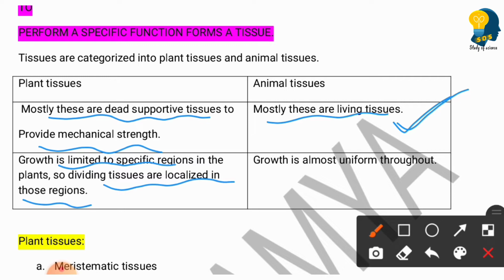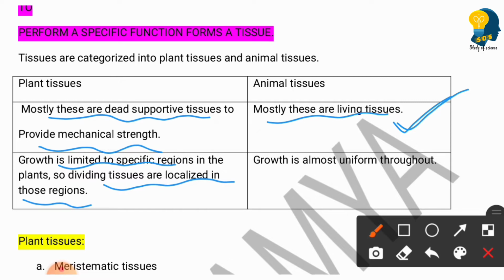So the growth is limited to specific regions. And if you look at the shoot and root, what happened? They keep on growing. So there are certain regions in the plants where the growth is more. Take an example, shoot and root. The growth is more in the shoot and root compared to the leaves and other parts of the plant.